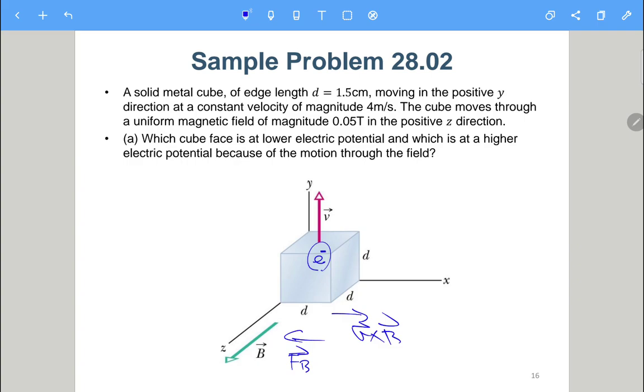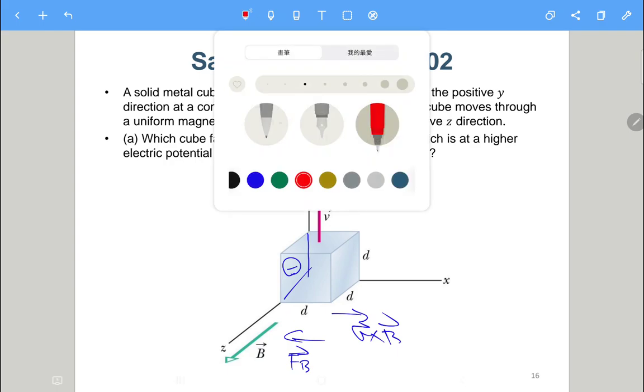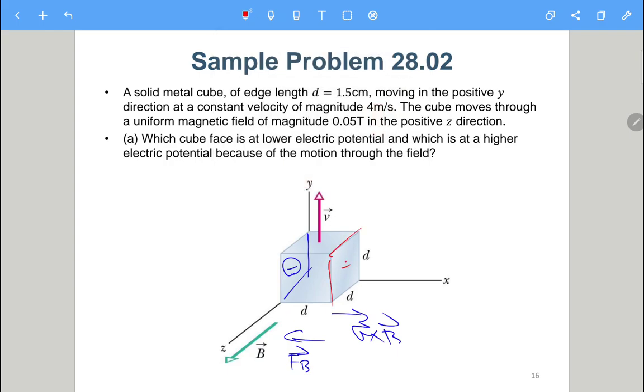And of course, the moving particle is the negative charge, so for the left side, it is a negative charge. For the right side, it is a positive charge, like this.